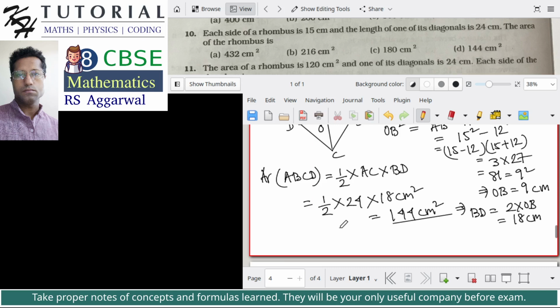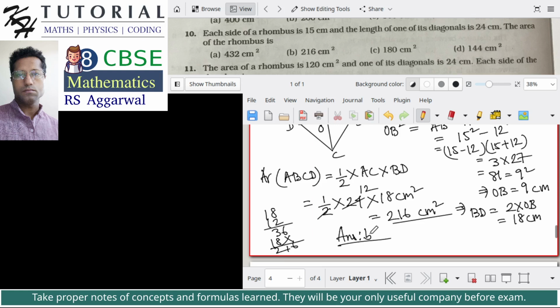I hope no. I think I'm wrong. What is 18 multiplied by 12? 36 and 18, 612. So this will be 216 centimeter square is the area of the rhombus. So the correct choice should be B. Question number 10, the correct choice is B.